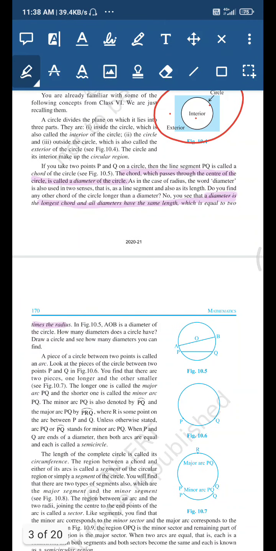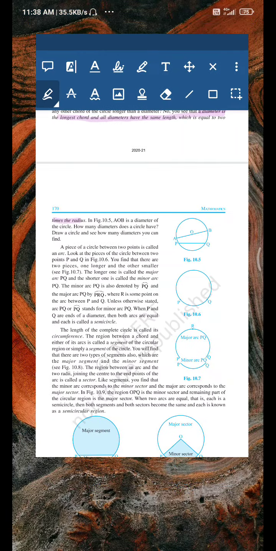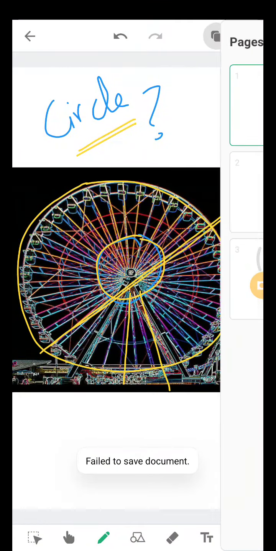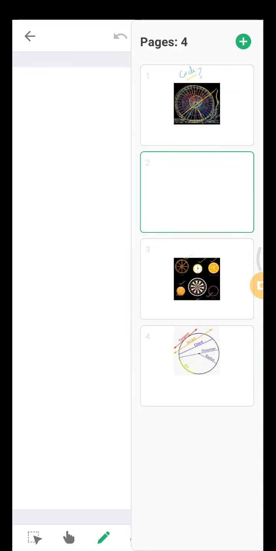Then you will see a few more definitions. What is an arc? Arc is a part of a circle. Let's have a look now. Using a compass, when you draw a part of a circle like this, that is called an arc.